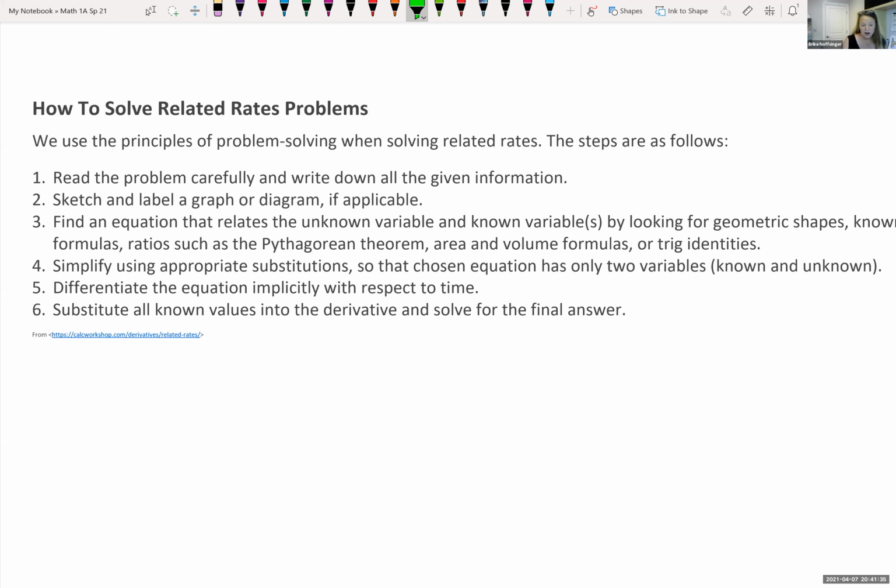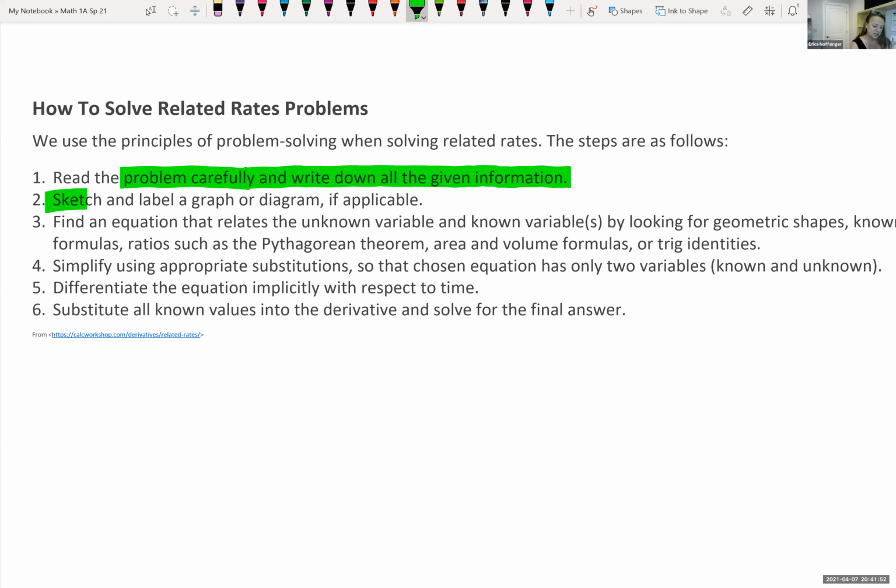Always with word problems, it's reading the problem carefully. A lot of times you have to read through it a couple times and you're going to start pulling out information that you know. So read the problem carefully and write down all the given information. It's helpful, especially with these, to sketch and label a graph or diagram. Sometimes you're given those pictures, but a lot of times you're not.